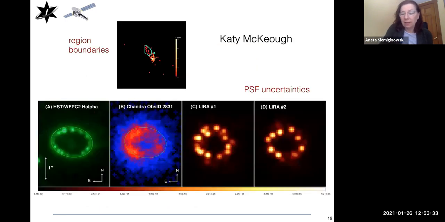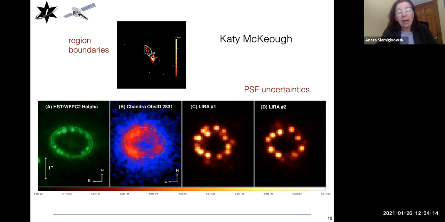This was a very strong source there. I wanted to add that we dealt with region boundaries, and Katie gave a nice talk in September, and earlier, describing LIRA, which allows you to deconvolve the images and take out the PSF effect. Looking at LIRA outputs, she determines the boundaries of the region. The top example shows these boundaries.